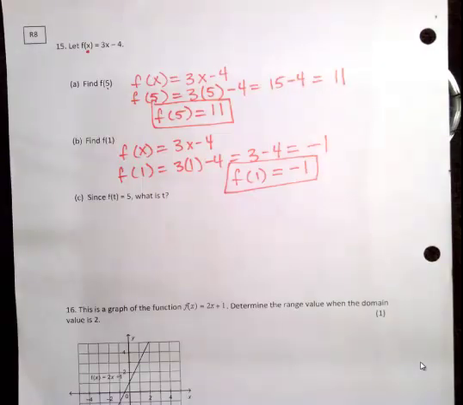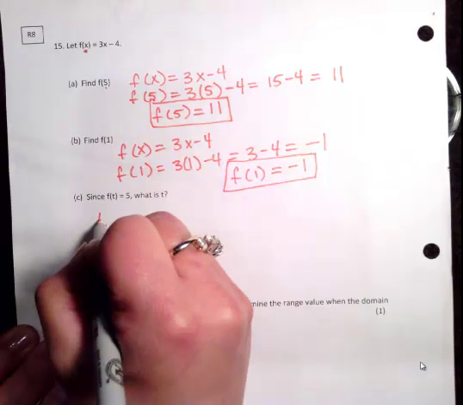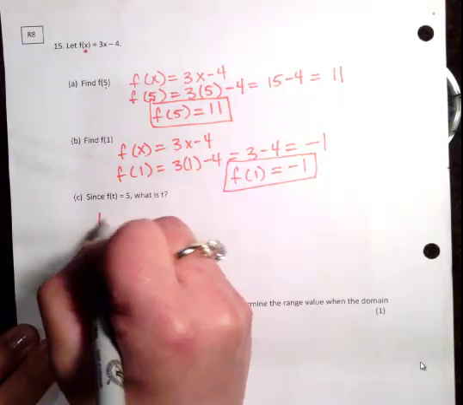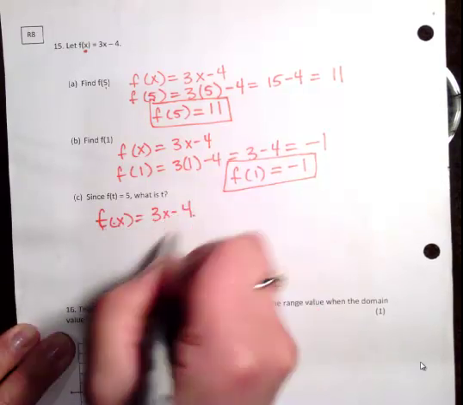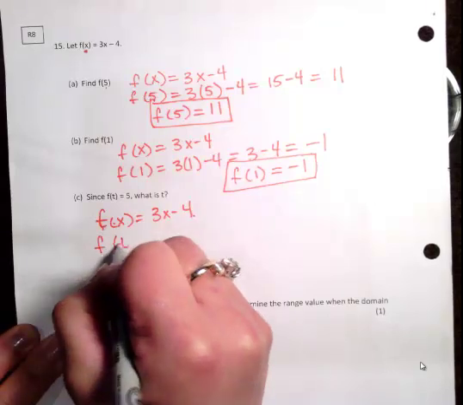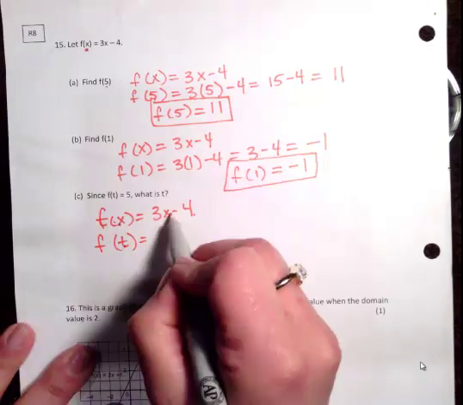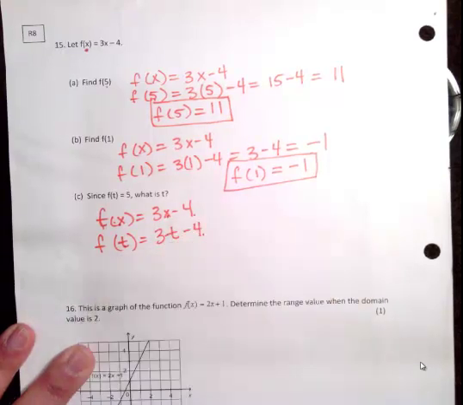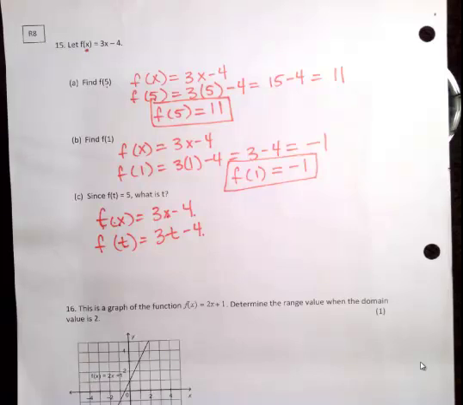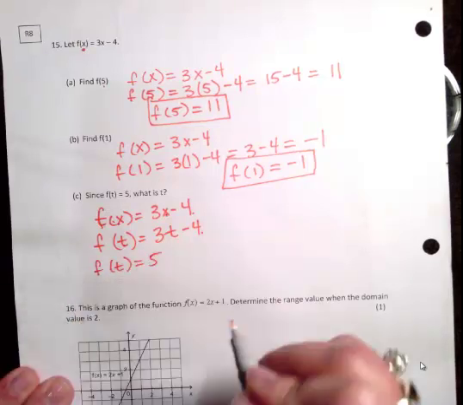Now this part here, the next one, says f of t is equal to 5. What is t? Okay, really what's happening here is we still have our f of x equals 3x minus 4. If I change it to f of t, notice the only thing I do here is I replace this x with a t. I'm going to replace this x right here with a t as well. So now I have 3 times t minus 4. Okay, now the question says if f of t equals 5, find t.